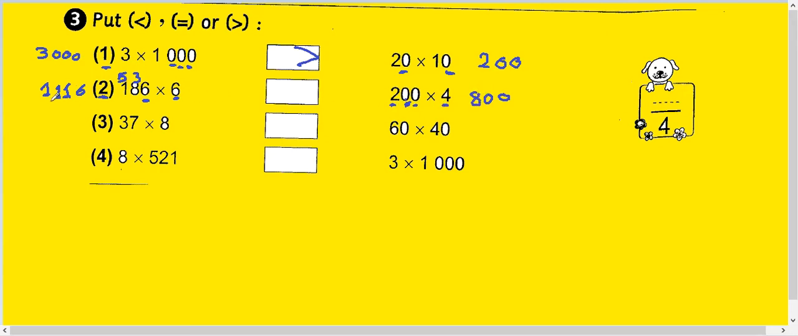Which is greater here? 1,116 or 800. Result, it will be 1,116.